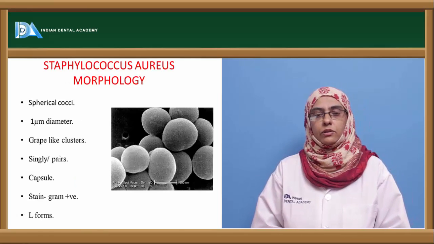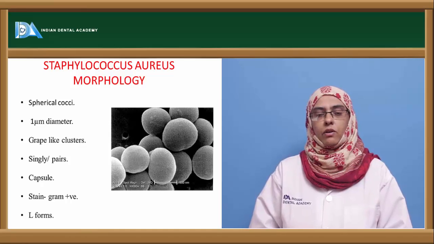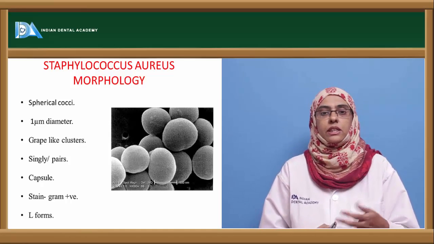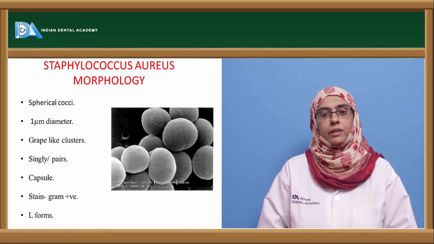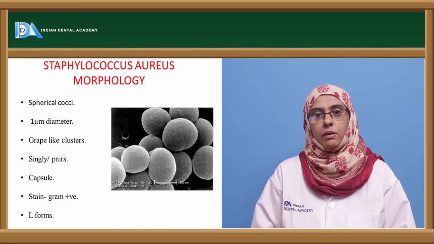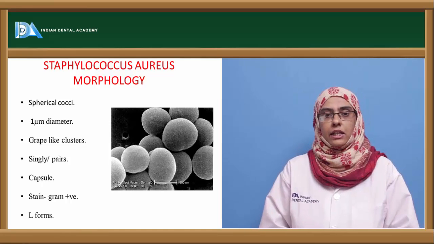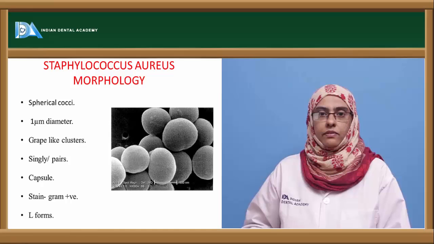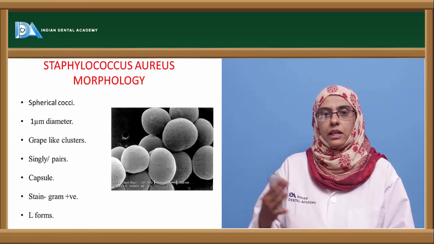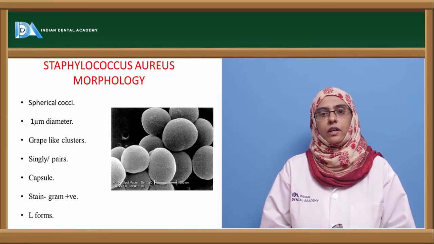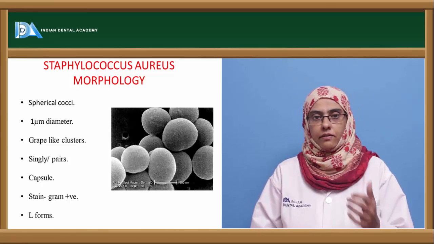Coming in detail to Staphylococcus aureus, because this is the one that is involved in pyogenic infection and is the most studied one, as it has developed resistance against different types of antibiotics. We will be studying them in different subtopics about the characteristic features of this organism. First, coming to the morphology of the organism. These are staphylococci.